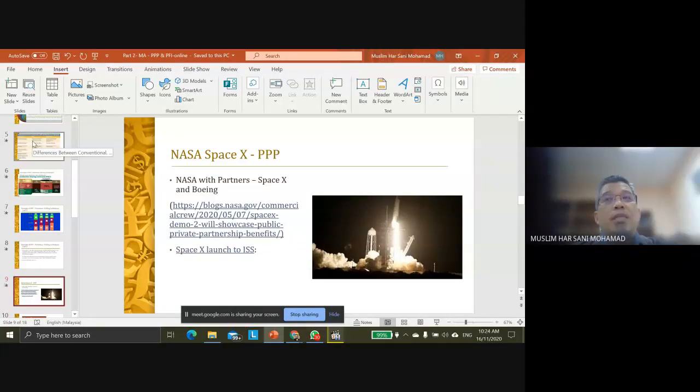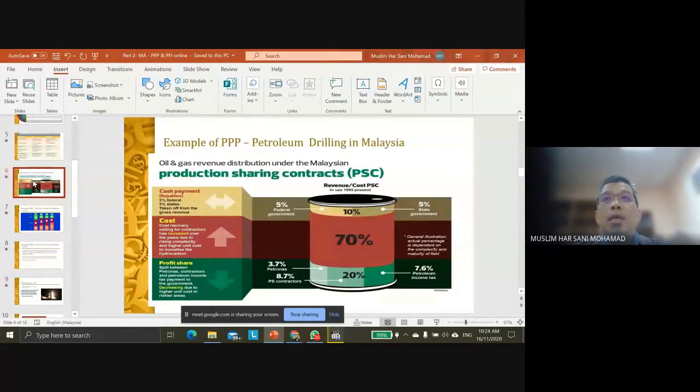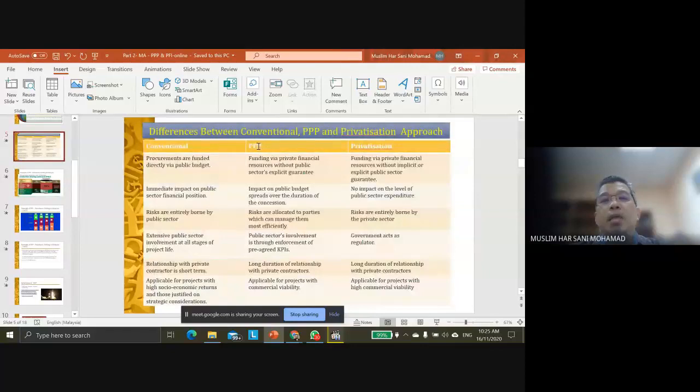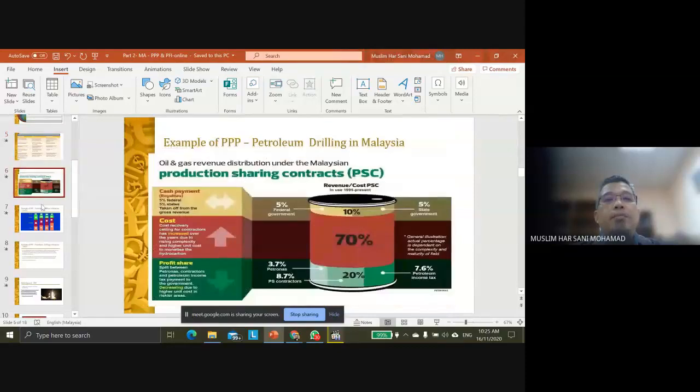Petronas is unique in the sense that it is, of course, a GLC, but it has a twin role. One is to extract the oil. The other is that it's also enforcing the Petroleum Act. So it's a unique entity. But our focus definitely is the PPP, public-private partnership.